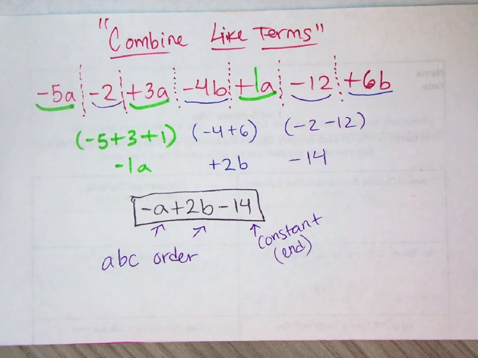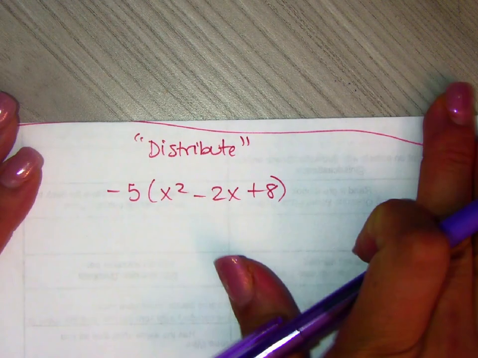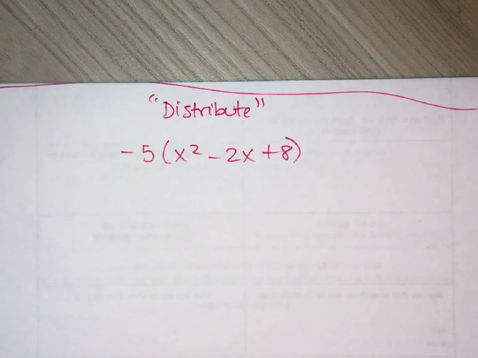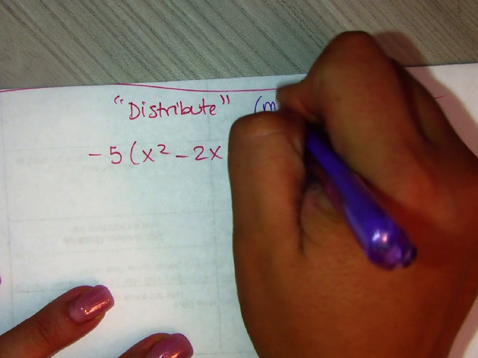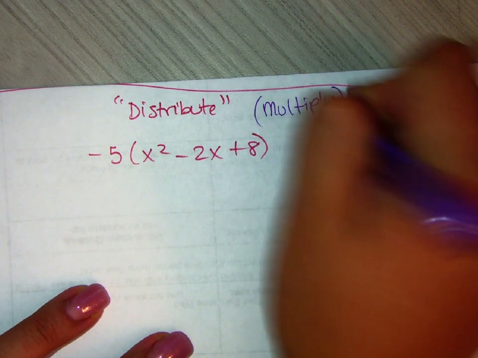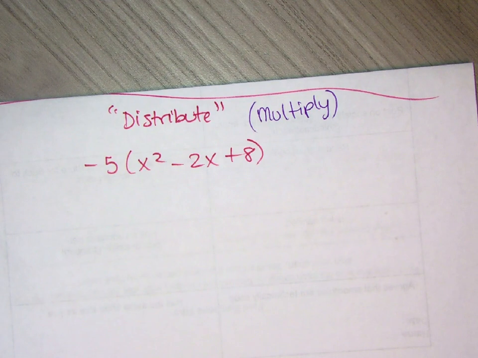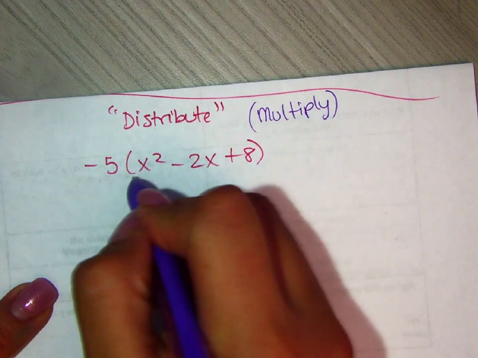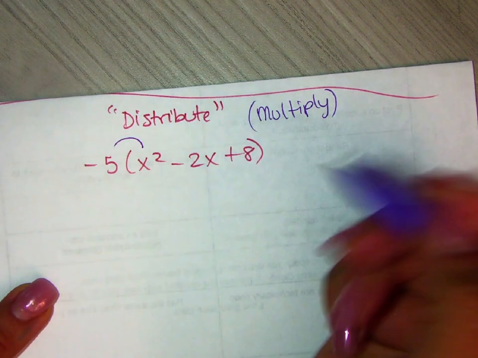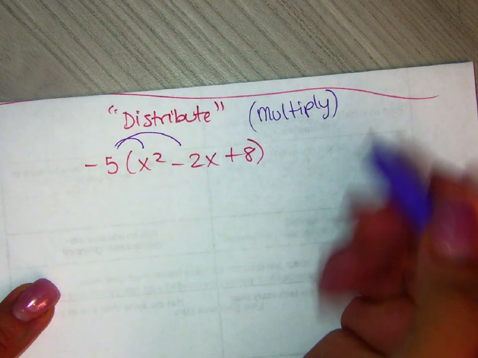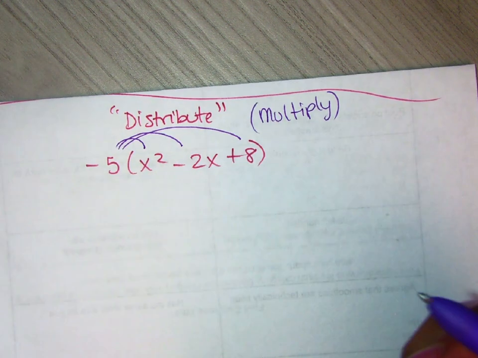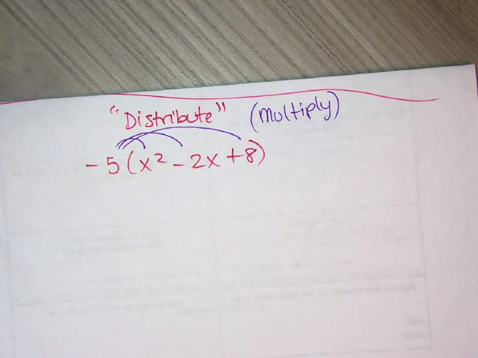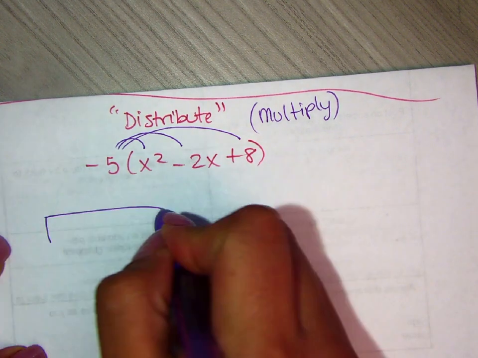So that takes care of what to do when you combine like terms. So just practice that. Next is distribute. What does distribute mean? It also means to multiply. You're distributing something to whatever you already have. So for example, here we can see as negative 5 times x squared, negative 5 times negative 2x, and negative 5 times 8.